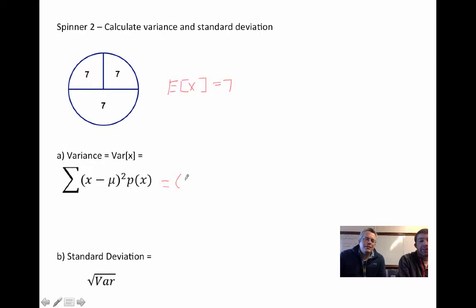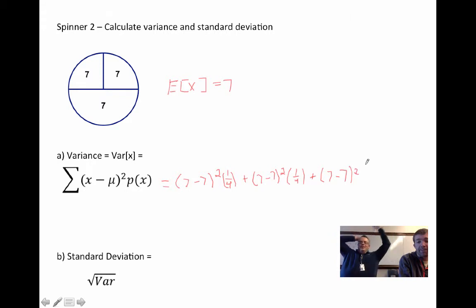So the sum: 7 minus 7 squared times 1/4, plus 7 minus 7 squared times 1/4, plus, like a broken record, 7 minus 7 squared times 1/2. And guess what 7 minus 7 is? It's 0. So we get 0 plus 0 plus 0, and that, of course, is equal to 0.